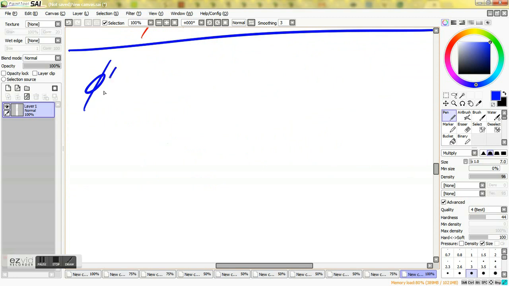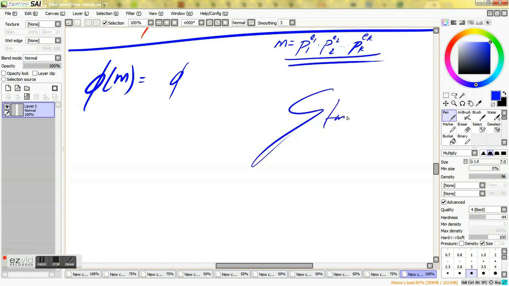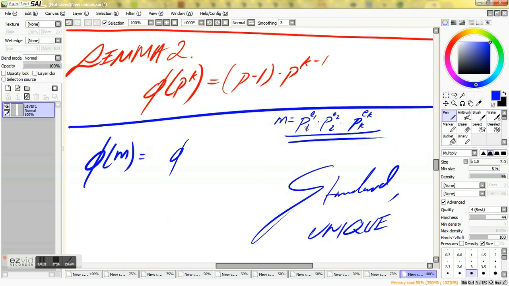Now we can come up with an expression for phi of m, for any m. So phi of m is equal to phi of, and m has a standard prime factorization: prime 1 to the exponent 1 times prime 2 to the exponent 2 all the way up to prime k to the exponent k. This is a standard and unique factorization by the fundamental theorem of arithmetic.